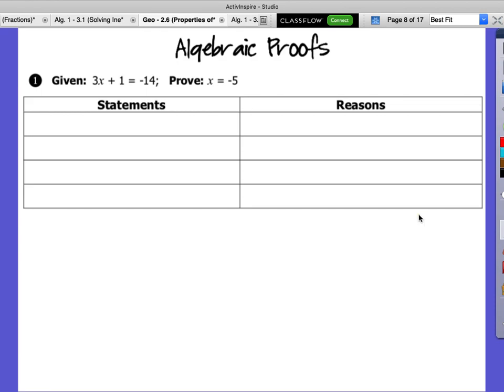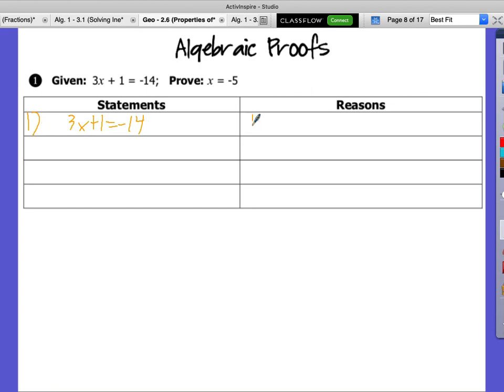What's going to be our first statement here? Raise your hand if you can tell me our first statement. Okay, Jocelyn. 3x plus 1 equals negative 14. Very good. I'm going to put a 1 saying that's our first statement. How did you know that was our first statement? It's our given. Okay? Carly, we need to give our first reason too.